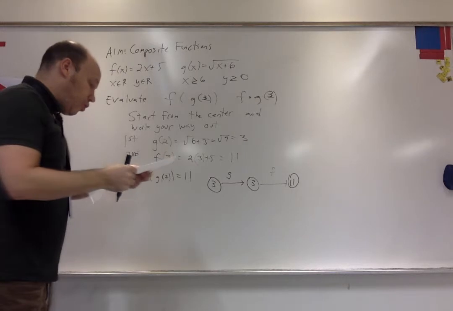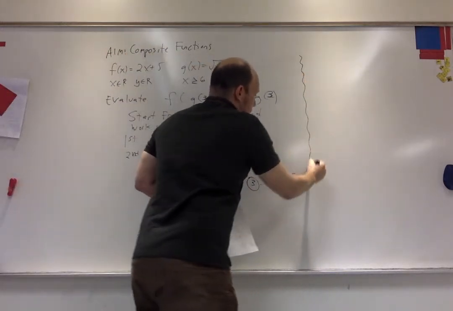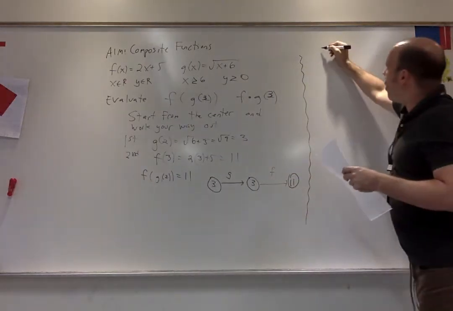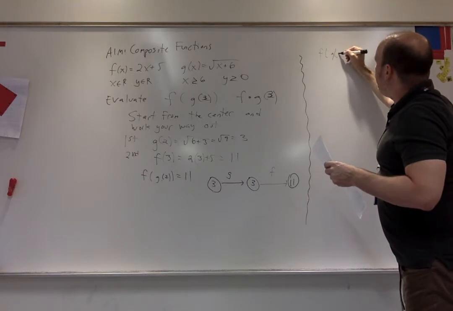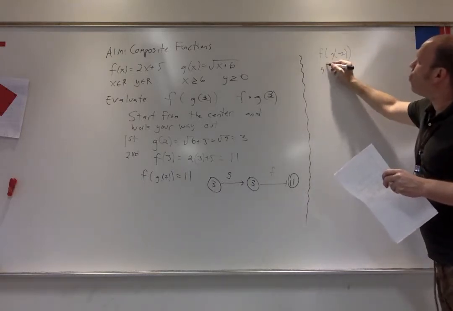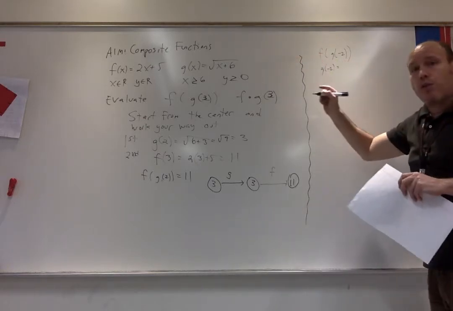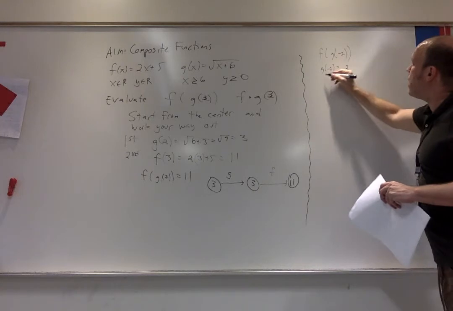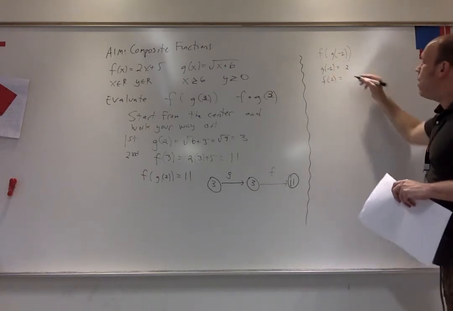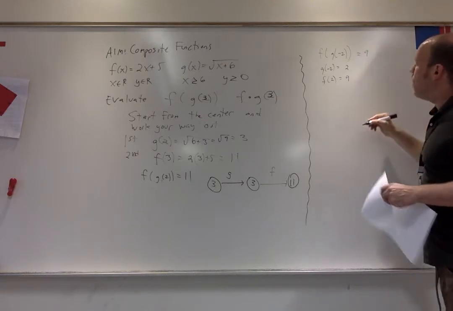I might ask you to evaluate, as you were asked last year, a couple of functions. So, f of g of negative 2. Okay, fine. First do g of negative 2. Negative 2 plus 6 is 4. The square root of 4 is 2. And then you take the 2 and evaluate that in the f function, which gives you 9. And so we say this was 9.